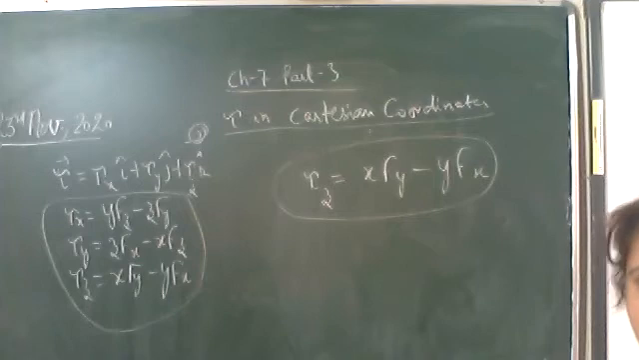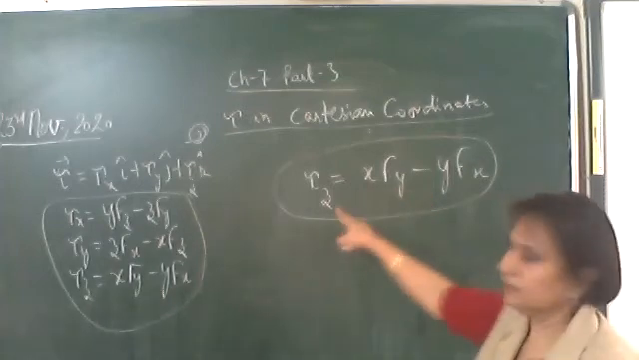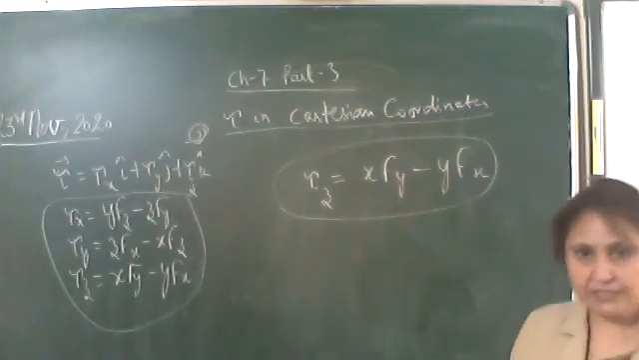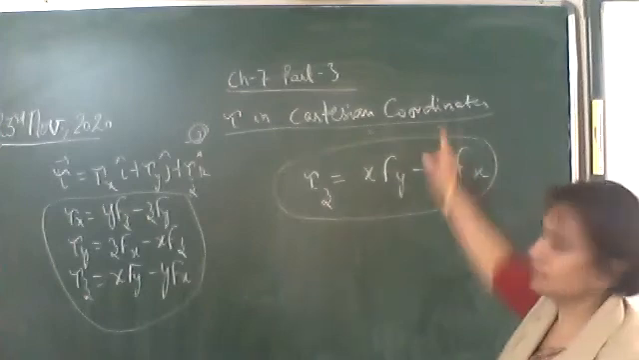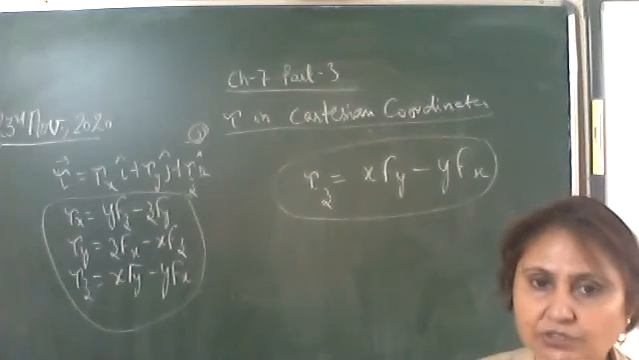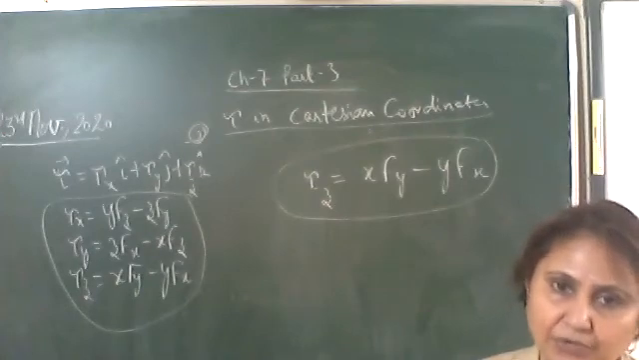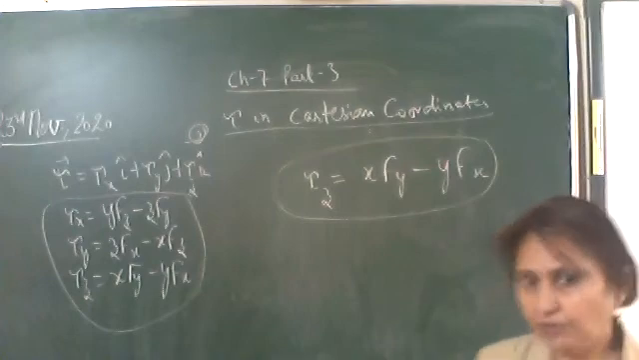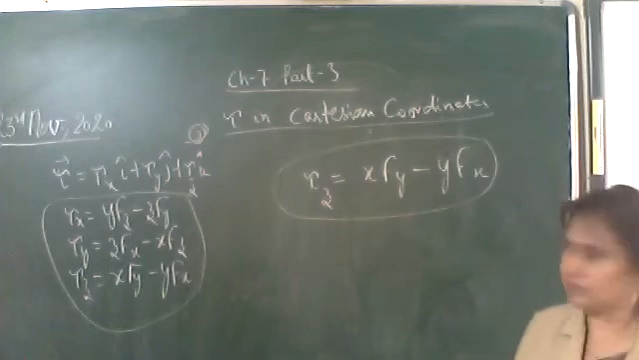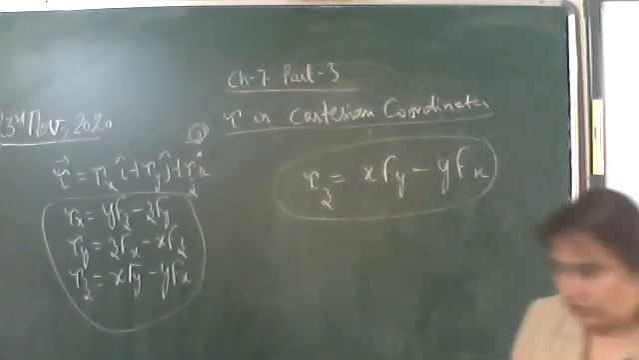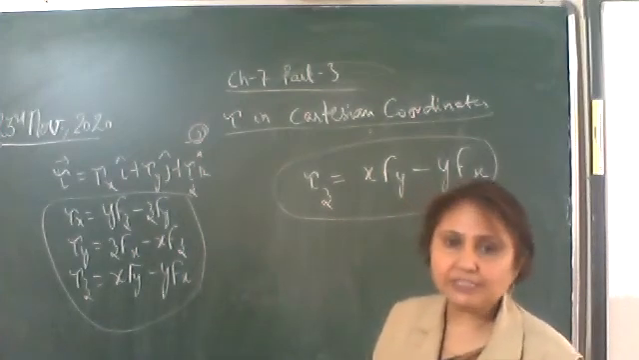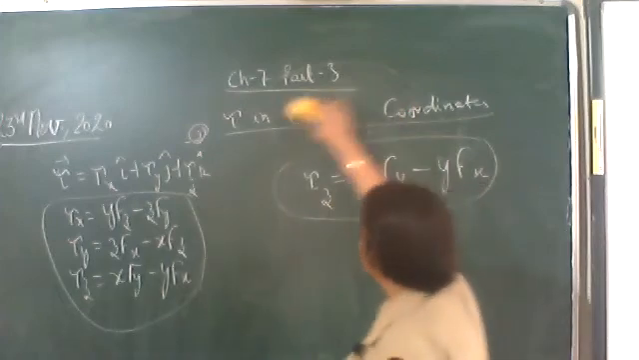We'll take R and F in the XY plane, then tau will be acting along the Z axis, and this equation, as it is in XY coordinates, that is why we call it Cartesian coordinates. So this is the expression of tau in Cartesian coordinates. Okay, next we'll find out the expression of tau in polar coordinates.